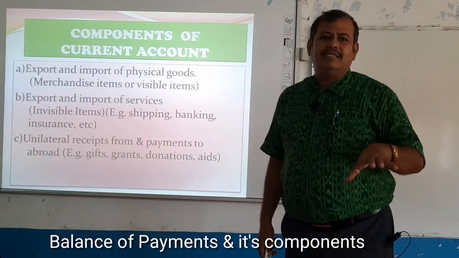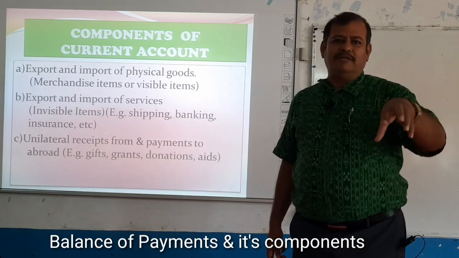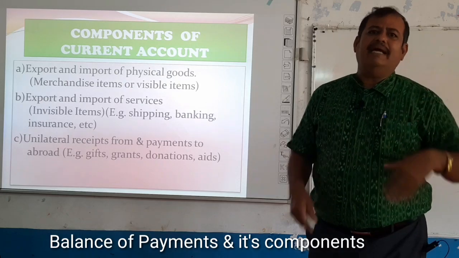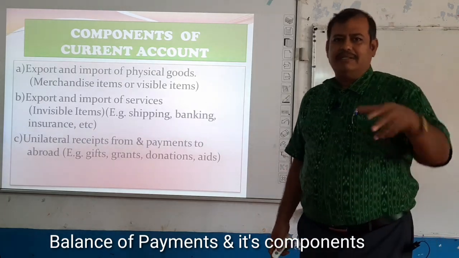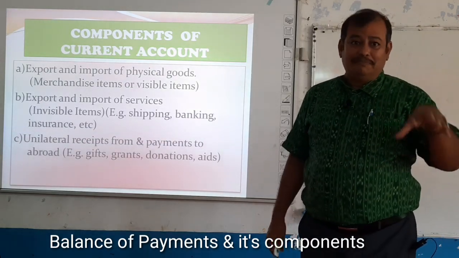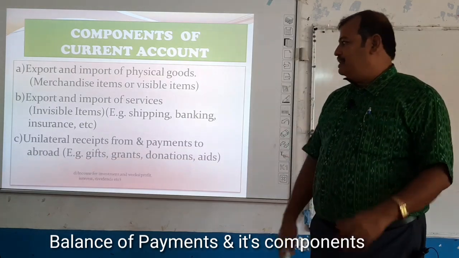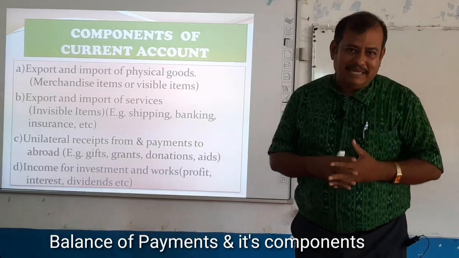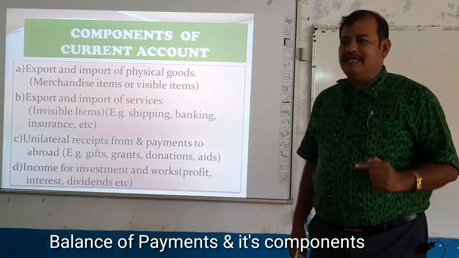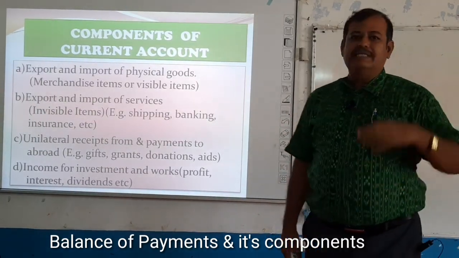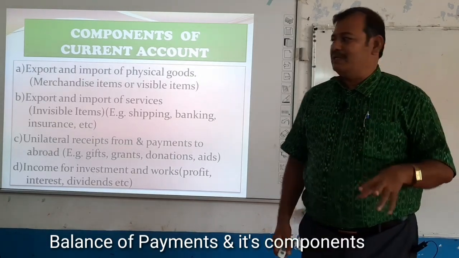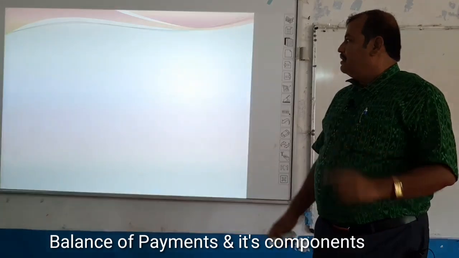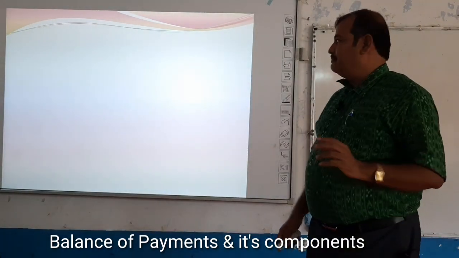For example, nowadays the world is suffering from COVID-19. We are receiving support from the rest of the world and we are extending our help to the rest of the world. This type of help without any return comes under this item. The last one is income from investment, which implies the income we receive in the form of profit, interest and dividend. So these are the 4 main items which come under the current account of the balance of payments.